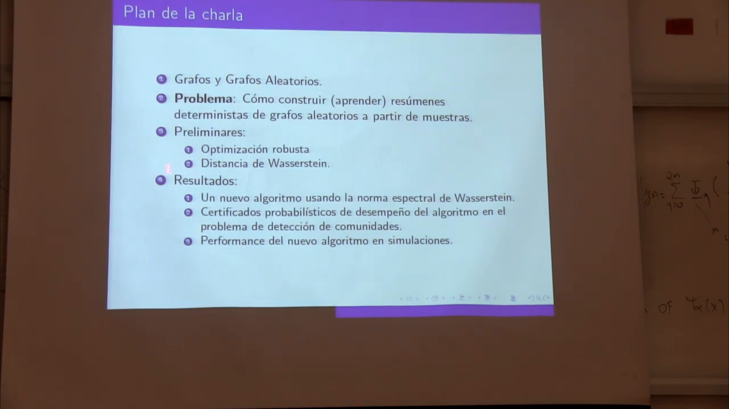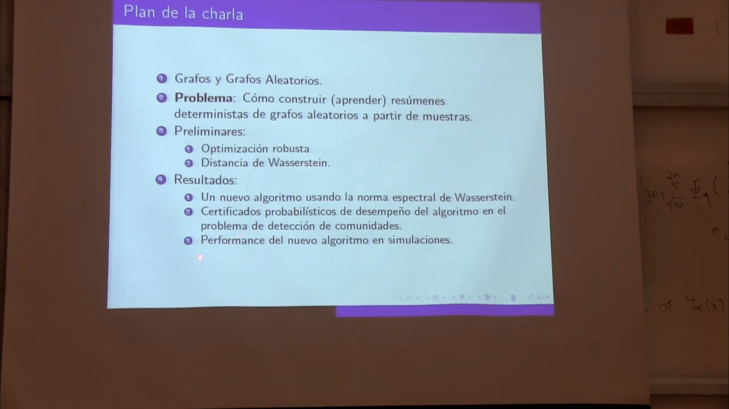Then I will discuss some preliminaries which are needed to be able to describe the answers that we were able to provide. About robust optimization and the Wasserstein distance. This concept in particular, Wasserstein distance, I think is going to be of interest to many people in the audience, if for no reason, because it was actually physically motivated. It's a distance between probability distribution that is motivated in physics. And finally, we'll discuss our results.